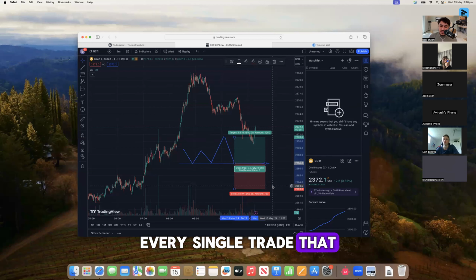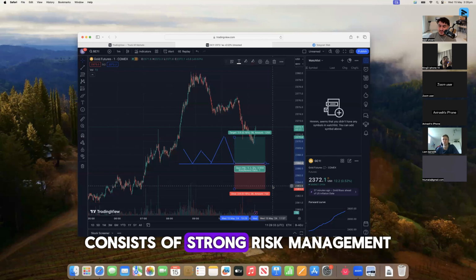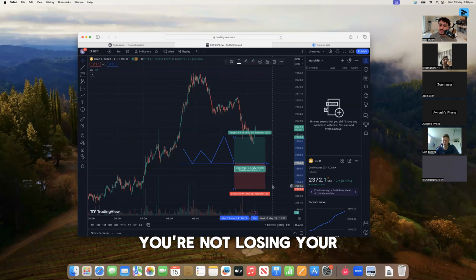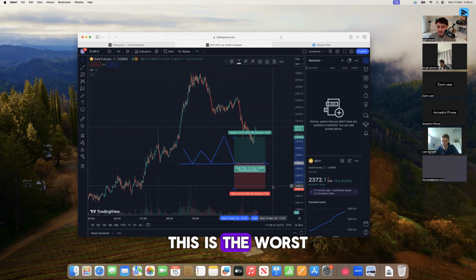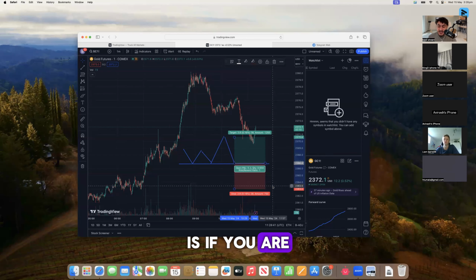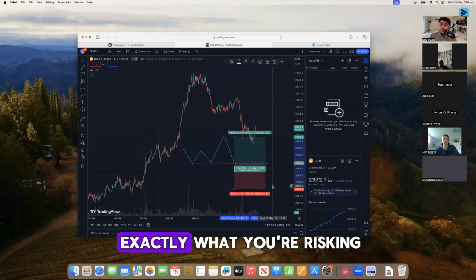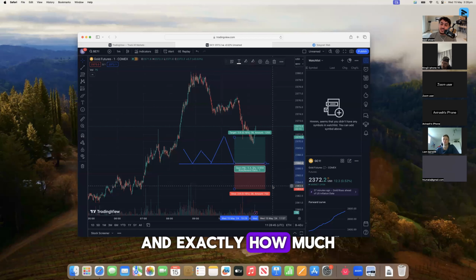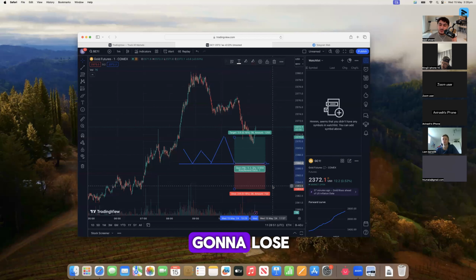Every single trade that we take consists of strong risk management, so that worst case scenario, you're not losing your whole account, right? This is the worst thing that you can do, especially as a beginner, is if you are taking a trade, you need to know exactly what you're risking and exactly how much you're able to make. Because without a plan, you're planning to fail, right? So worst case scenario, how much are you going to lose? Best case scenario, how much are you going to win?